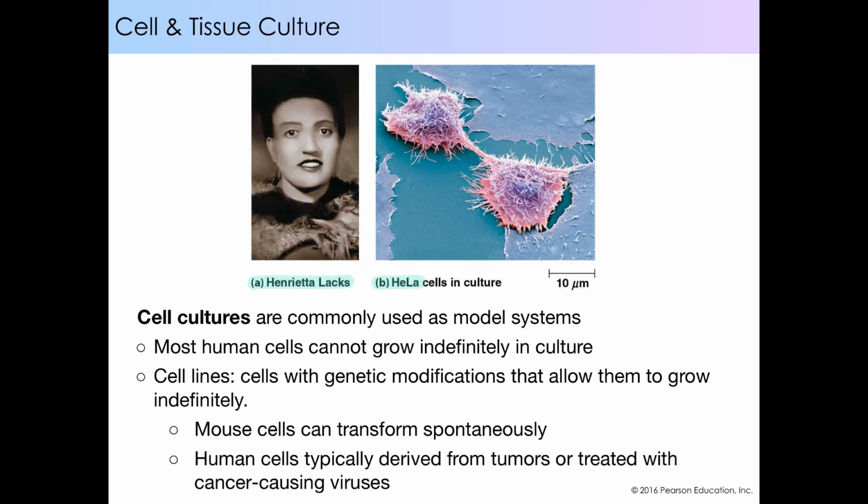Now, since the isolation of HeLa cells, other immortalized cell lines have been developed, and these have either been isolated from tumors or they've been manipulated by either introducing telomerase or cancer-causing viruses. In the case of mouse cell lines, sometimes these cells can become immortalized spontaneously, but the reason for that is not yet known.